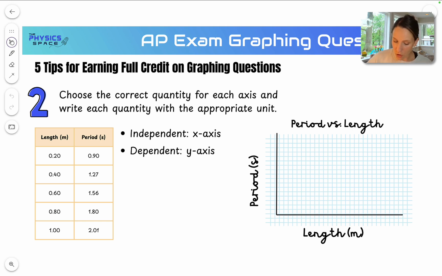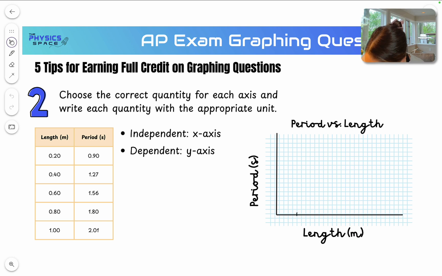So if we were to, for example, create a scale for this graph based off of the data table, I might do something like have 5 little tiny spaces here on my graph be 0.2. So go up by 0.2 on my x-axis. So I have about, we'll count that as 1, 2, 3, 4, 5.